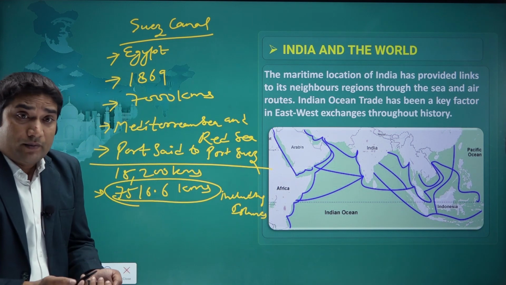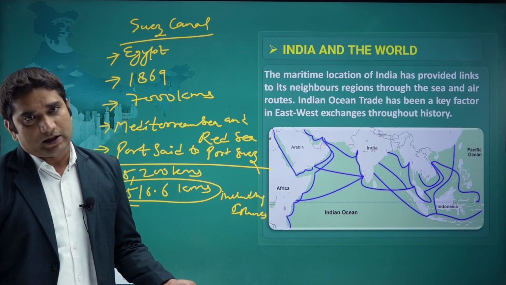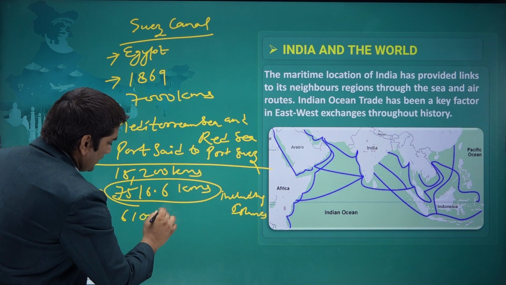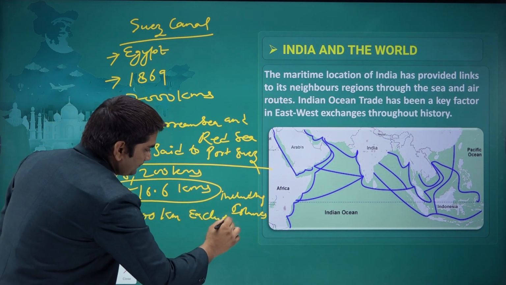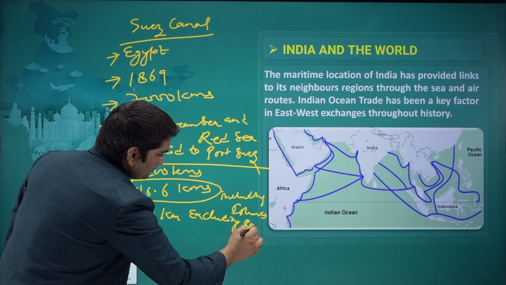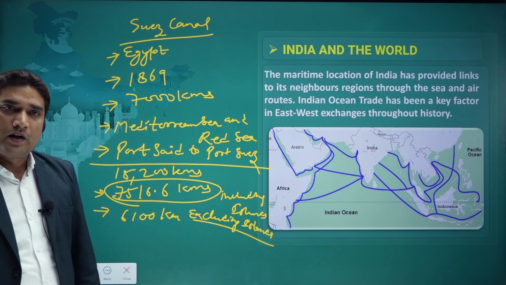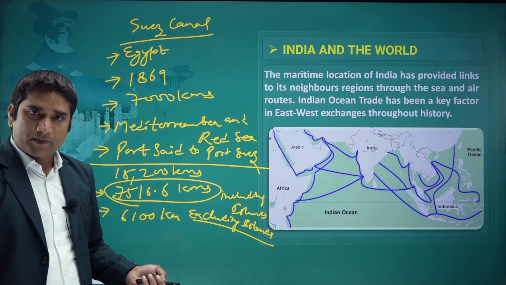Now a question may arise in your mind: if we exclude the islands, what is the coastline of India? Then it is 6,100 kilometers, excluding islands. So this is the coastline of the country.